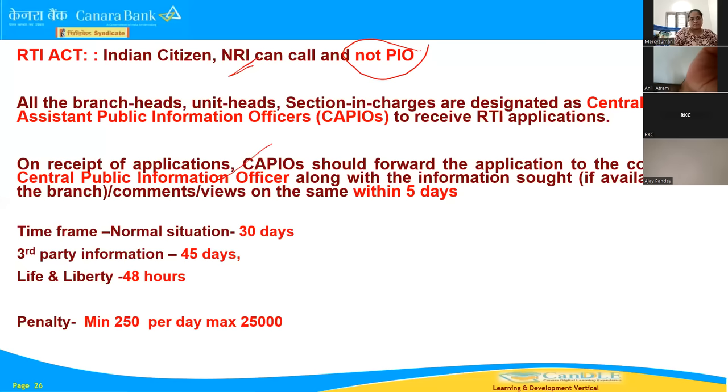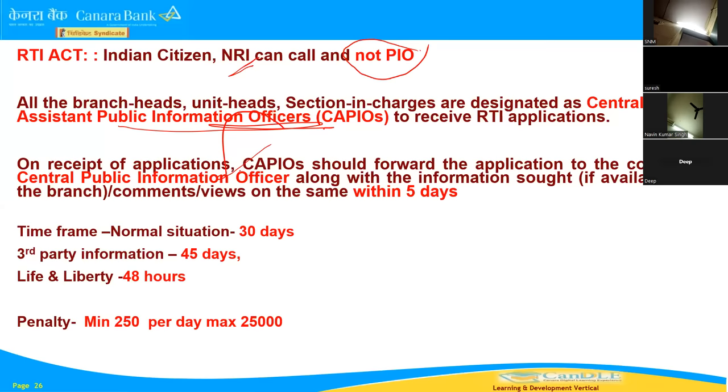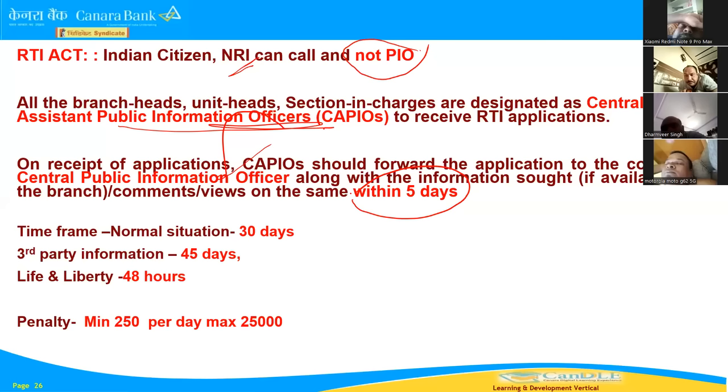You are not the authority to reply. That's why you are sending this person. How can he reply? You have to give the information. Within how many days? Within 5 days. Okay. Then what is the maximum time? The RTI reply, they have to reply. How much time? Normal situation, 30 days.